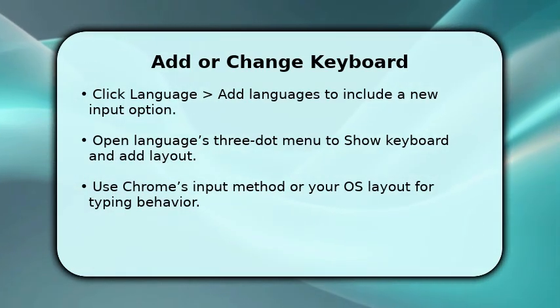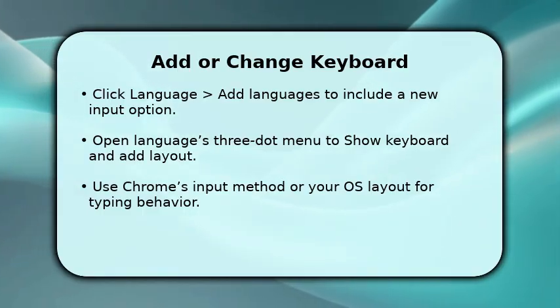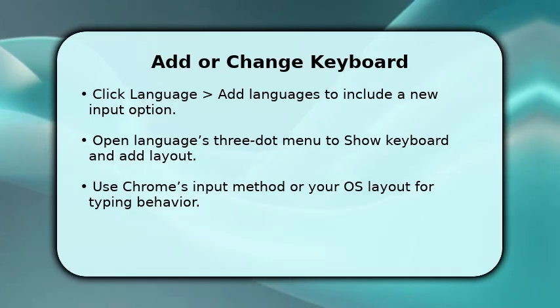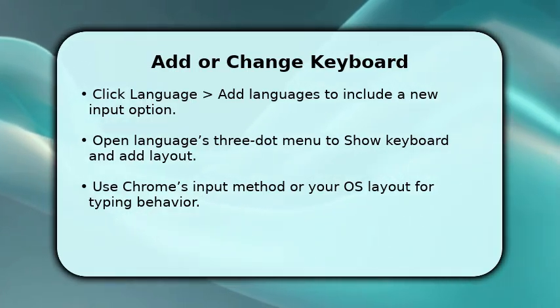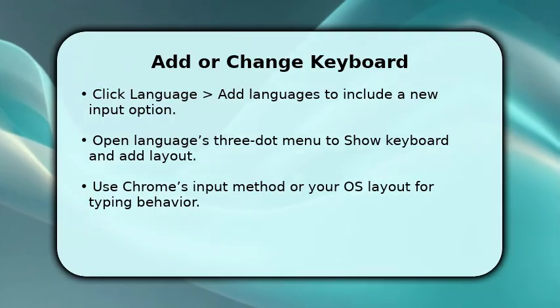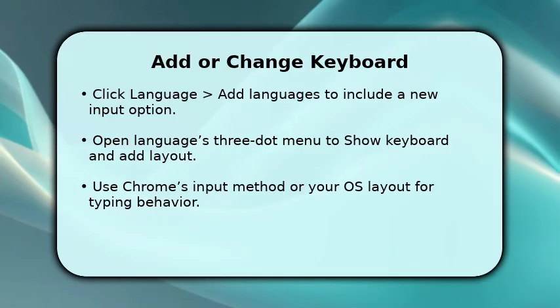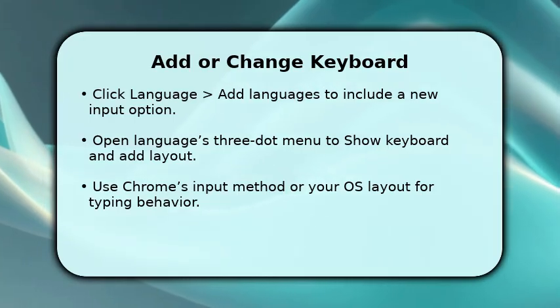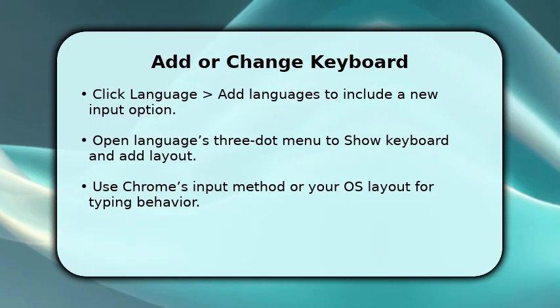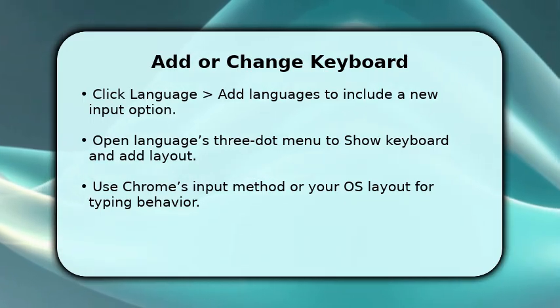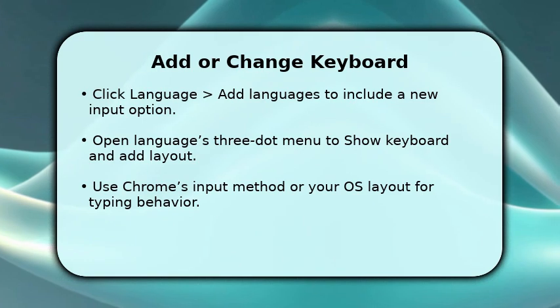After it appears in the list, open its three-dot menu and enable the keyboard layouts you prefer. Chrome lets you add multiple layouts for one language. If you need a specific input method, like an IME for Japanese, enable the Chrome input methods or switch to the OS-installed IME. Make sure to remove unused layouts to avoid accidental switches while typing in web forms.